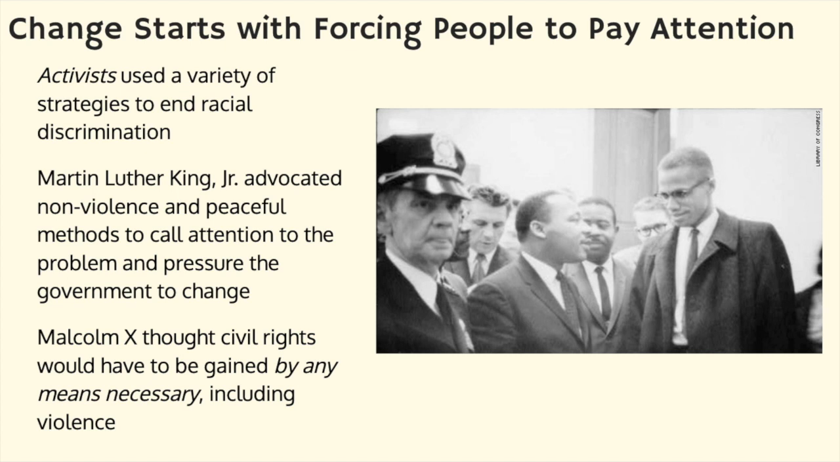Change starts with forcing people to pay attention. Activists, people who want to enact change, used a variety of strategies. Martin Luther King advocates nonviolence, peaceful methods to call attention to the problem and to create pressure on the government to change it. So to try to force the government to pass laws to change the way that things are. Malcolm X is not looking to work from within the government. He's looking to work from outside the government and to make changes as a community. And he's not opposed necessarily to using violence, where Martin Luther King is. And that's why the way that you hear people talk about King or Malcolm X are very different.